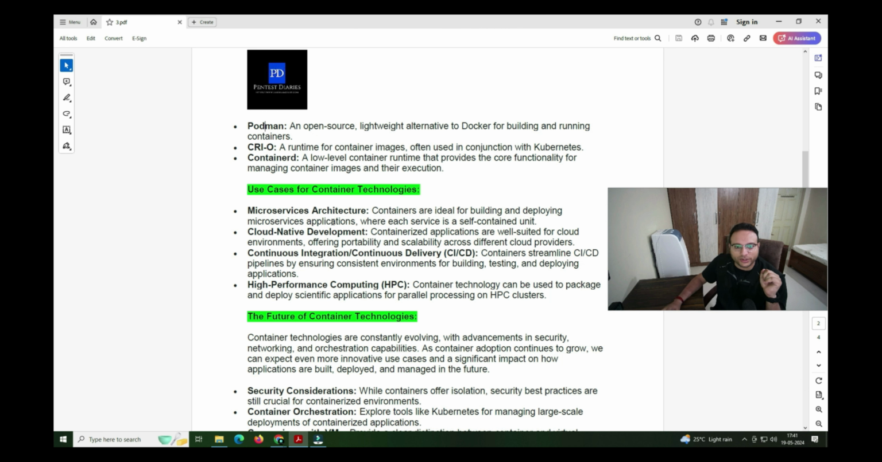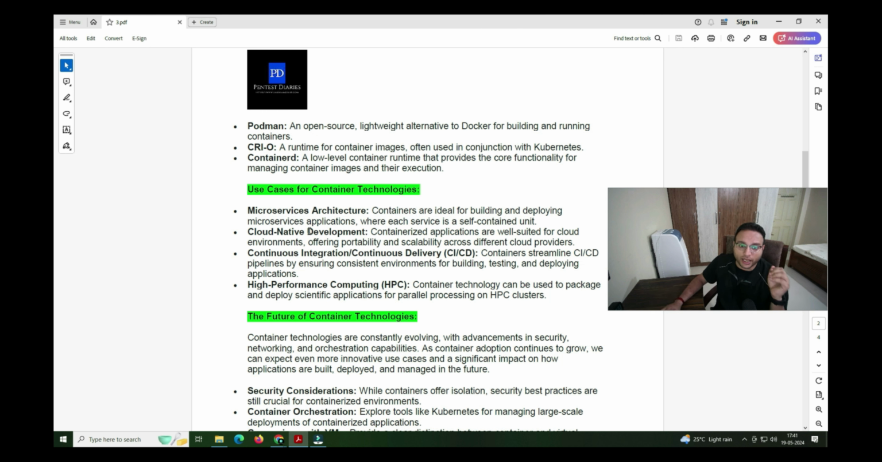Talking about microservices architecture, containers are ideal for building and deploying microservices applications where each service is a self-contained unit. That was the reason container technology gets utilized in microservices architecture also.